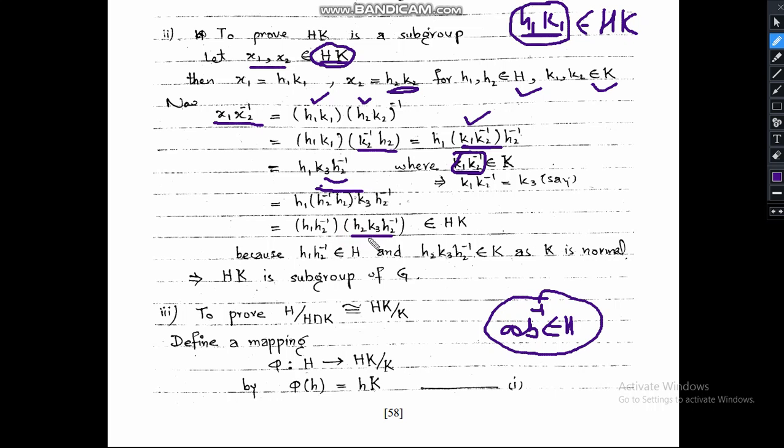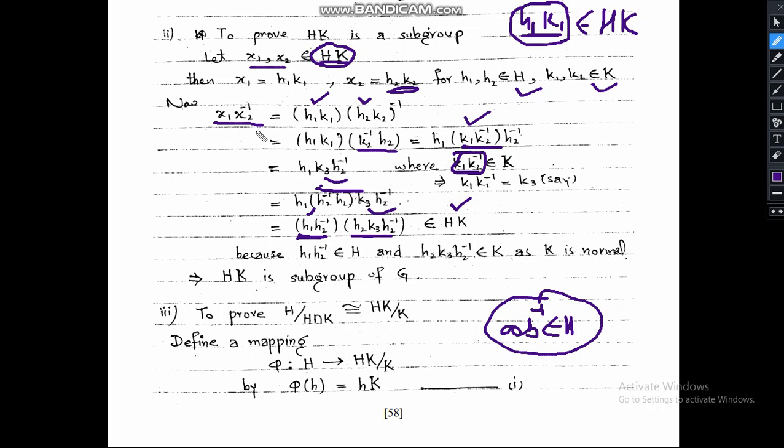I am again applying the associative property, and after applying this associative property we see that this is the element of H while this is the element of K. So on multiplying the element of H with the element of K, the resultant will be available in HK.